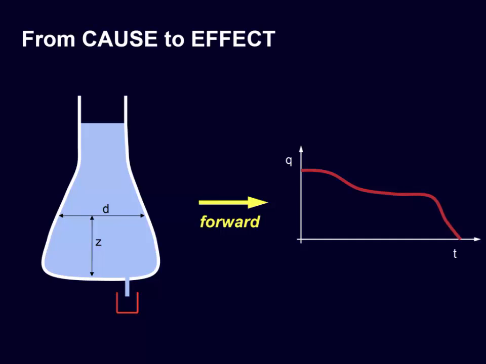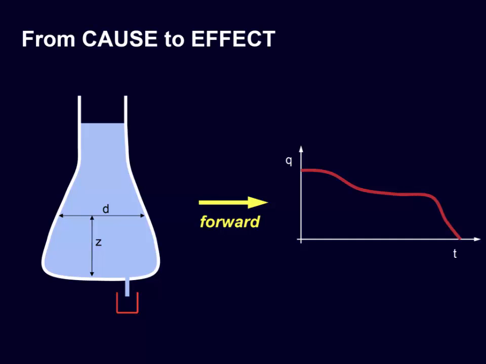So then, what is the input? Input is water height, or we can say water flowing. Then the system is this bottle, right? And the output is the discharge rate, the Q, the flow rate, right?